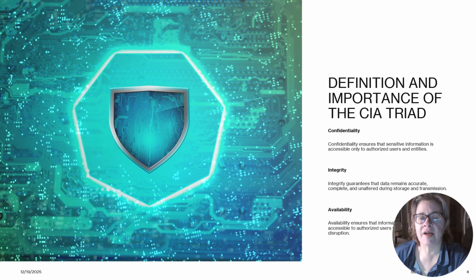The CIA triad, as we've already said, stands for confidentiality, integrity, and availability. These principles guide how organizations protect sensitive information and ensure reliable, trustworthy systems. Each principle addresses a critical aspect of cybersecurity defense.